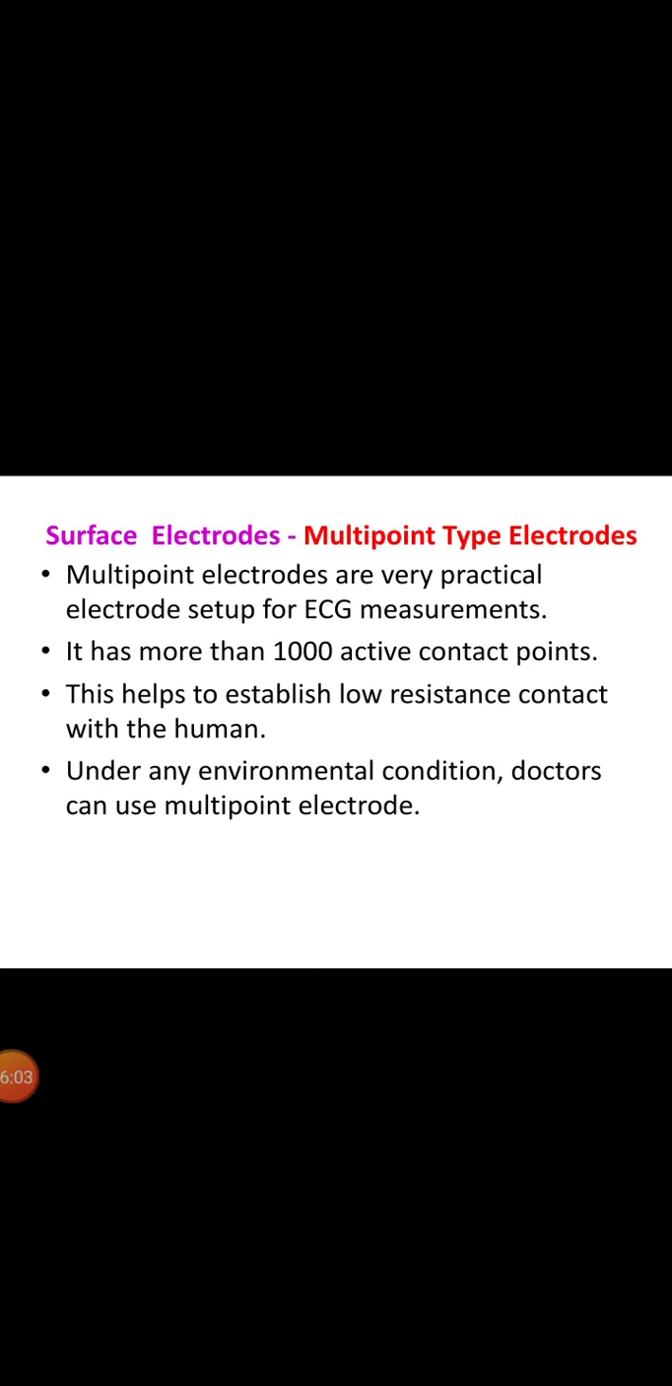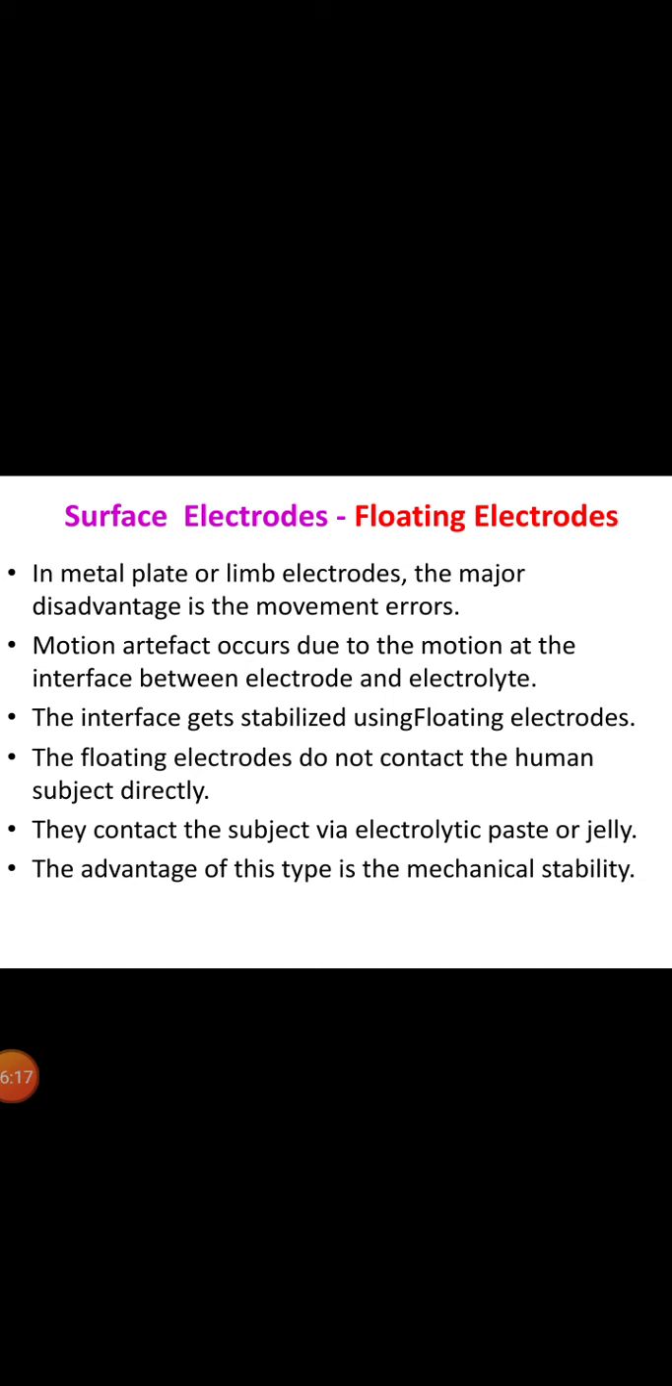A multi-point electrode is a very practical electrode setup for ECG measurement. It has more than 1000 active contact points, and it has a low resistance contact with the human body. In any environmental conditions, doctors can use the multi-point electrode. And the last category is the floating electrode. In metal plate electrodes, the major disadvantage is motion errors. Motion artifacts occur due to motion at the interface between electrode and electrolyte, and the interface gets stabilized using floating electrodes. Floating electrodes do not contact the human subject directly. They contact the subject via electrolyte paste. So the main advantage is mechanical stability. Thank you.